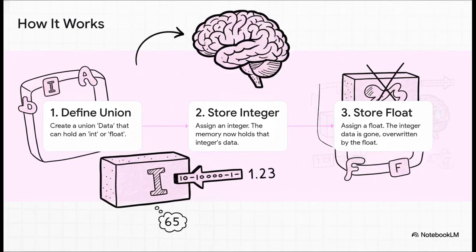Let's walk through this step by step. First, we define our union. Let's call it data, and it can hold either an integer or a float. Okay, step 2, we assign an integer to it, say the number 65. Right now, that memory space holds the bits that represent 65. But then, we turn around and assign a float, like 1.23, to that very same variable. And this is where you see it happen. The bits for that integer are just wiped away, totally replaced by the bits for the float. One space, one value, one at a time.